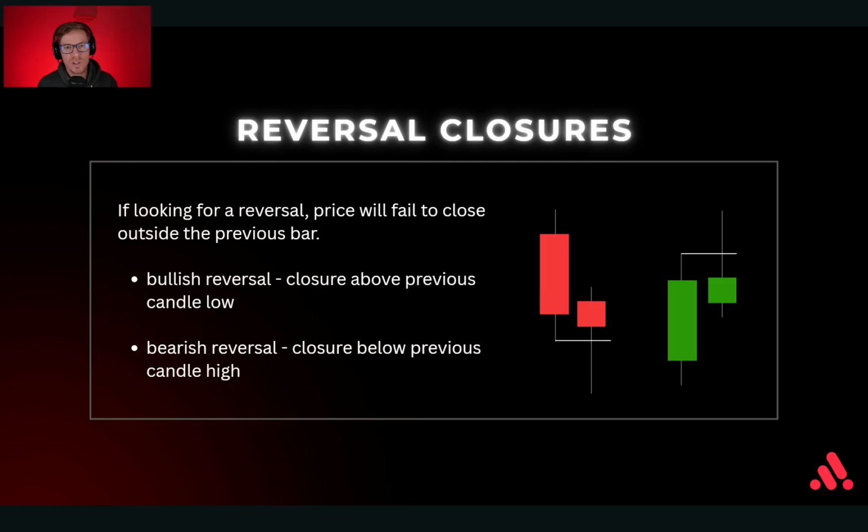Now for reversal closures, if looking for reversal, price will fail to close outside the previous bar. So you can see over here, we've got this big bearish candle, and then the next candle forms. It fails to displace or fails to close below the low of the previous candle. For our bullish reversal, closure above the previous candle low, and you can see it fails to displace the previous candle low. For our bearish reversal, closure below the previous candle high. So you can see this is the high of the previous candle. Candle 2 fails to displace above the high of the previous candle, and this confirms for us our reversal closures.